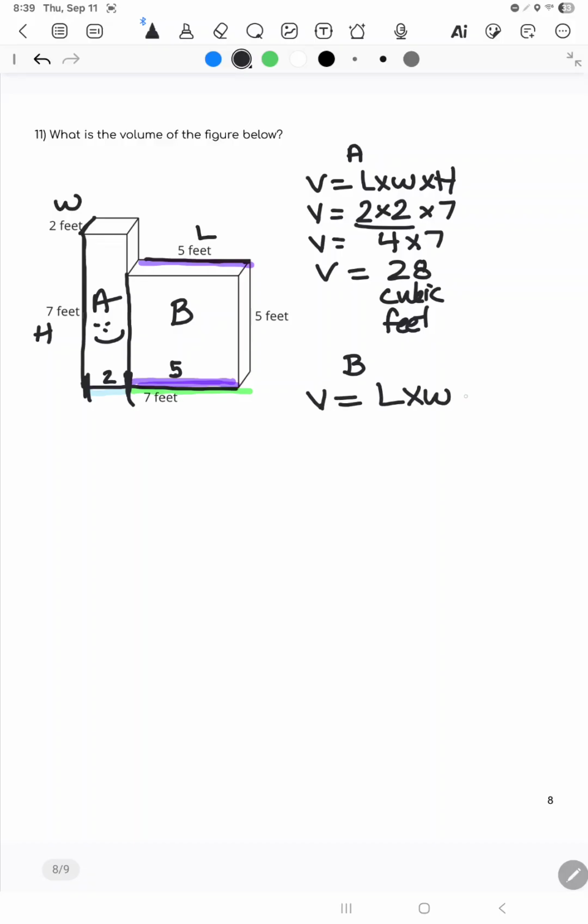I'm going to use that formula. All right, I see the length from here to here. 5 is for B. The width, I don't see a width here or here. But the width is the same as A, so I can use the width of 2. And that was easy. Now we have a height of 5, so we didn't have to do anything special for that. No adding or subtracting to find the unknown dimensions. We can just solve.